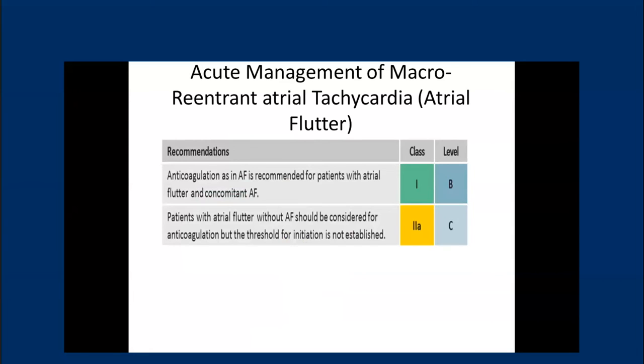And for patients with atrial flutter, similar to patients with AFib, consideration of anticoagulation is based on the CHA2DS2-VASc score, though that score is mainly studied on AFib patients. We can use that score and we need to start anticoagulation based on that.